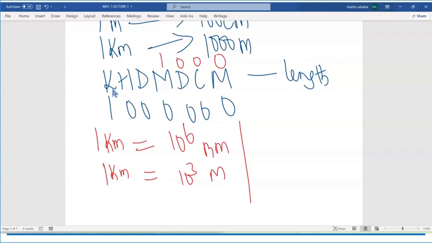But this is a kilometer, hectometer, decameter. This is a meter, decimeter, centimeter, and millimeter. So if I want 1 kilometer in terms of a decameter, then I would say this is 1, 0, 0, 0, 0. So that would be 10,000 decameters. Something like that. This is a decameter.